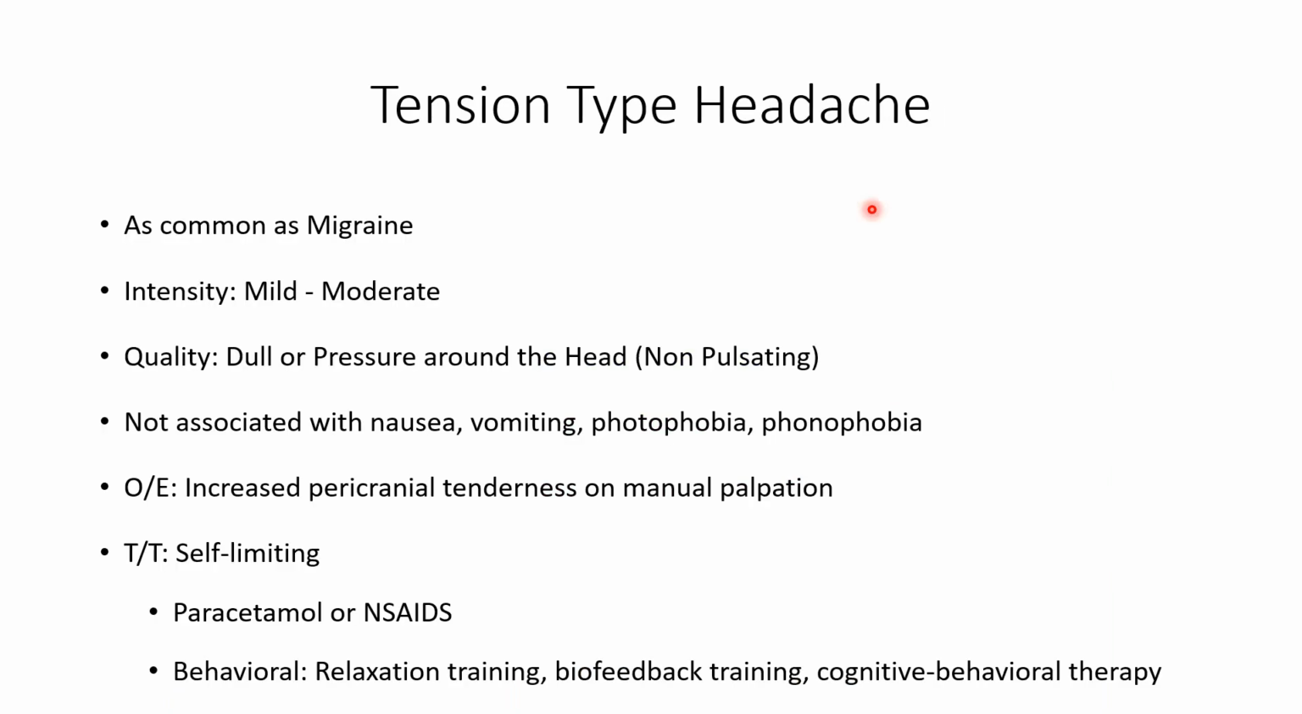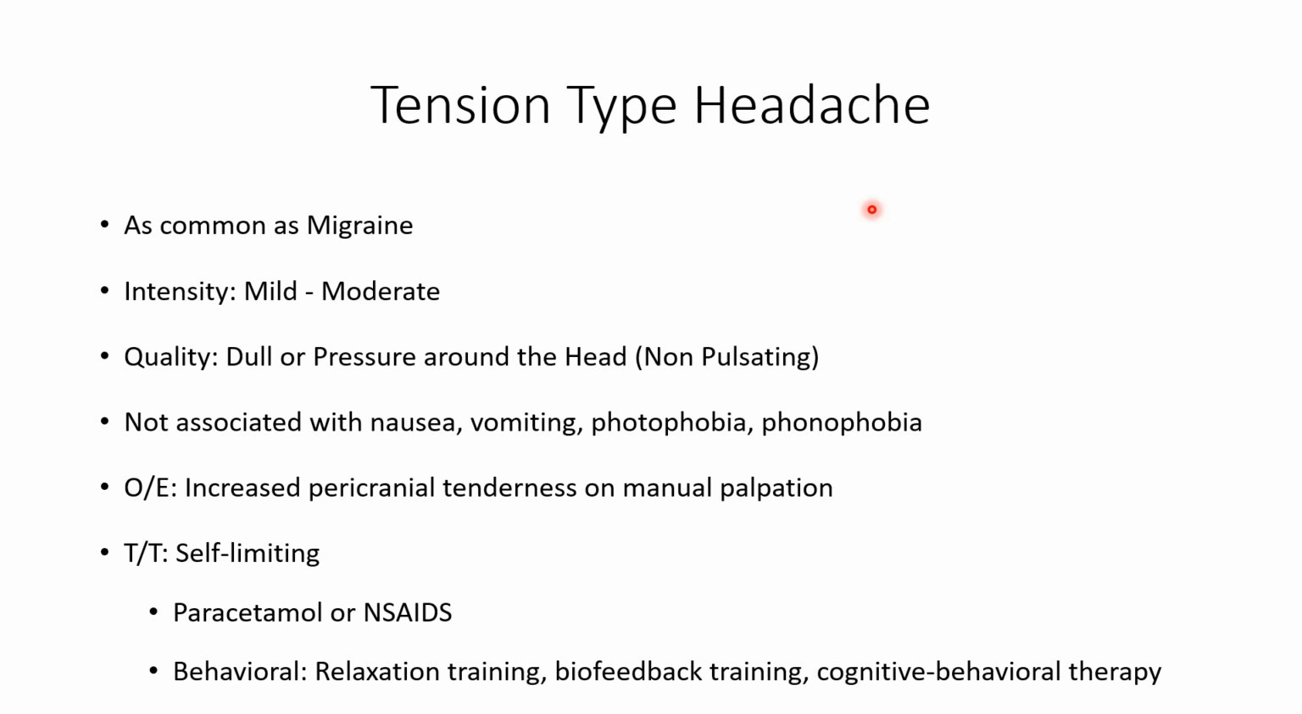The other common type of primary headaches is tension type headaches. These are also as common as migraine, but these are usually of mild to moderate intensity. The quality of the headache is dull or a pressure around the head. It is not pulsatile. It is not associated with any nausea, vomiting, photophobia, or phonophobia.